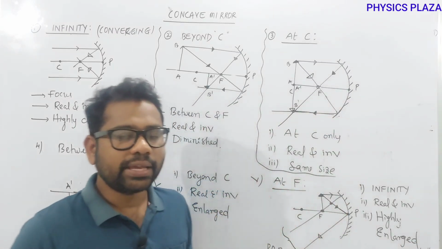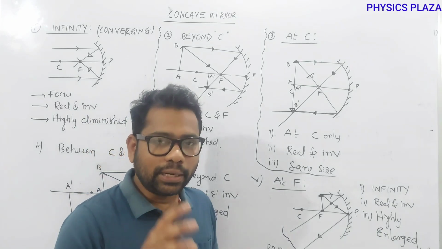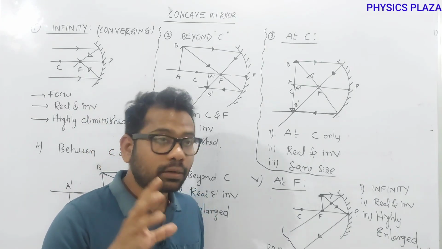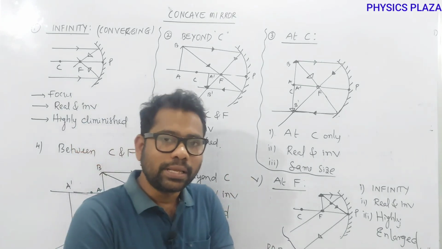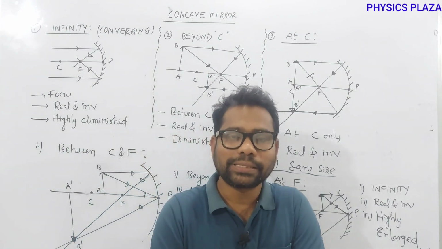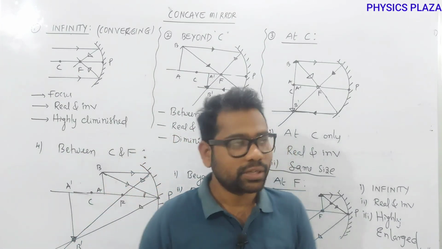Children, these are the five cases with a concave mirror. Let us see the conclusions, children. What are the conclusions with these five cases? Of course, the sixth case, the most wanted case, is there. But before that, let us see the conclusions.